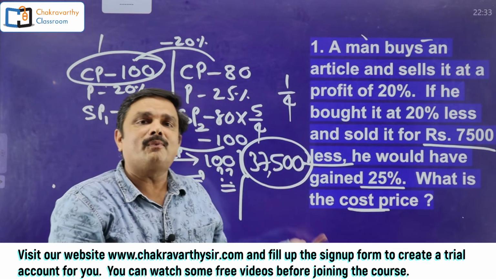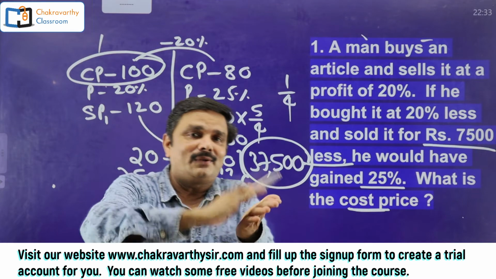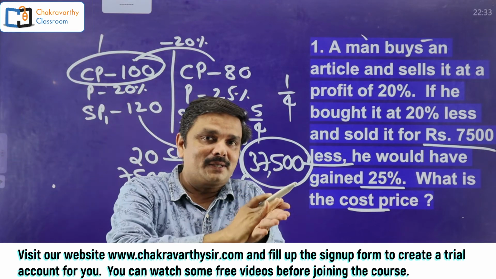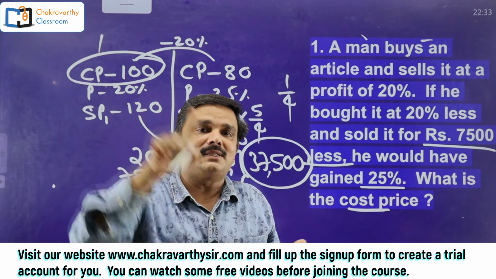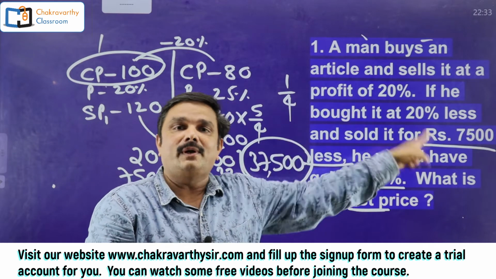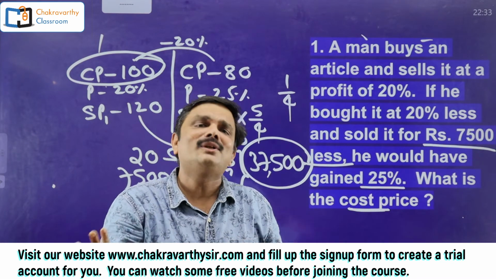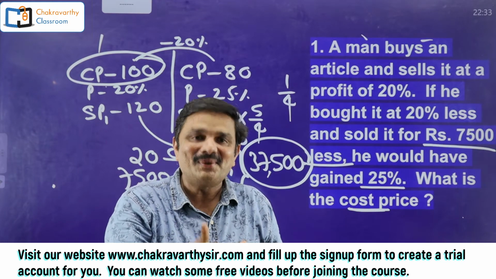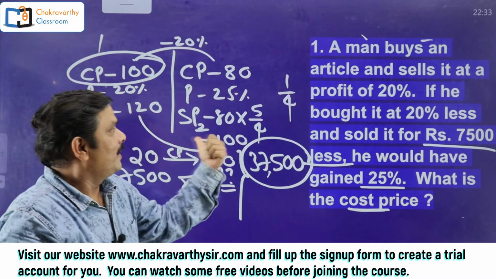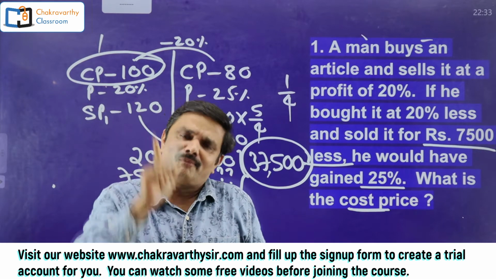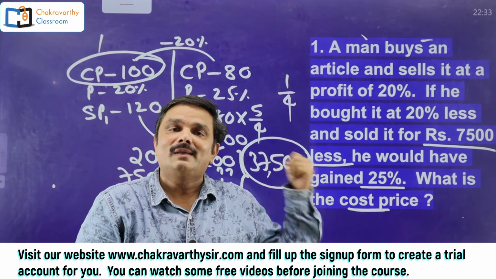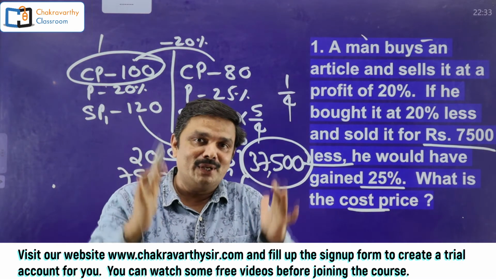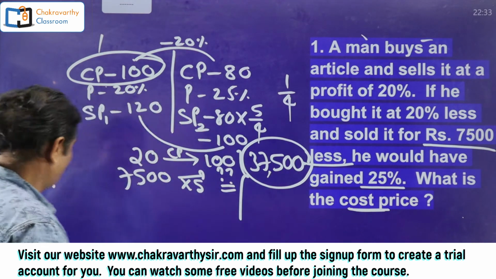75 is the difference. What is my cost price? So 20 is the difference. That is 100. When 20 parts is equal to 100, one part is equal to 5. 7,500 into 5 is my answer. Where is the need to write on the paper? Yes or no? Always go for this type of methods. I have discussed many methods of this type in our basic or foundation classes. Okay, now go for the next question here.